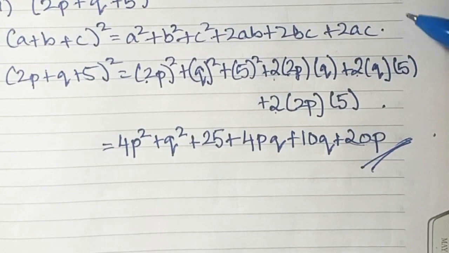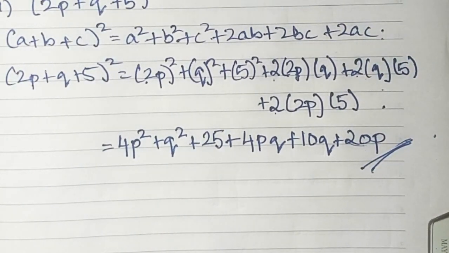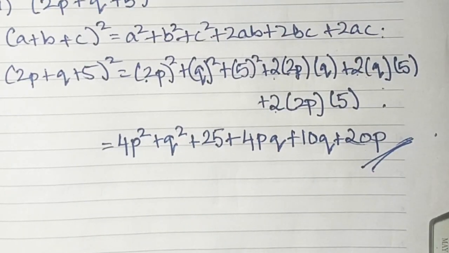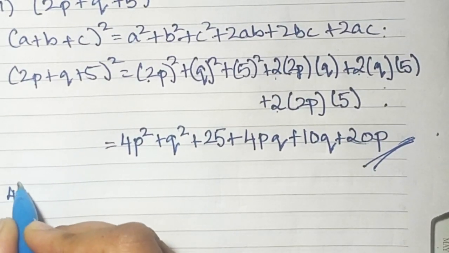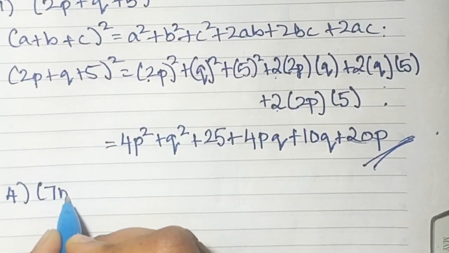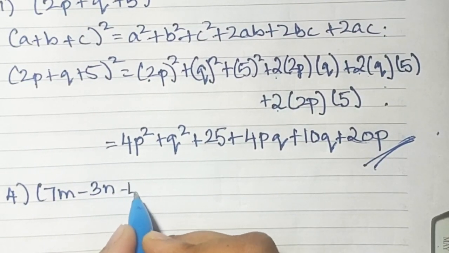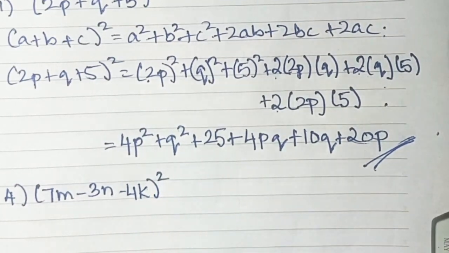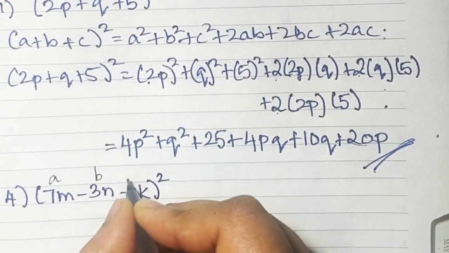So remember three steps: first is formula, then substitution, then solving. Now sum number 2 and sum number 3 you'll be able to do. Even sum number 4 is similar, but I'll do sum number 4 for you: 7m minus 3n minus 4k the whole square. Again let's write our a, b and c.